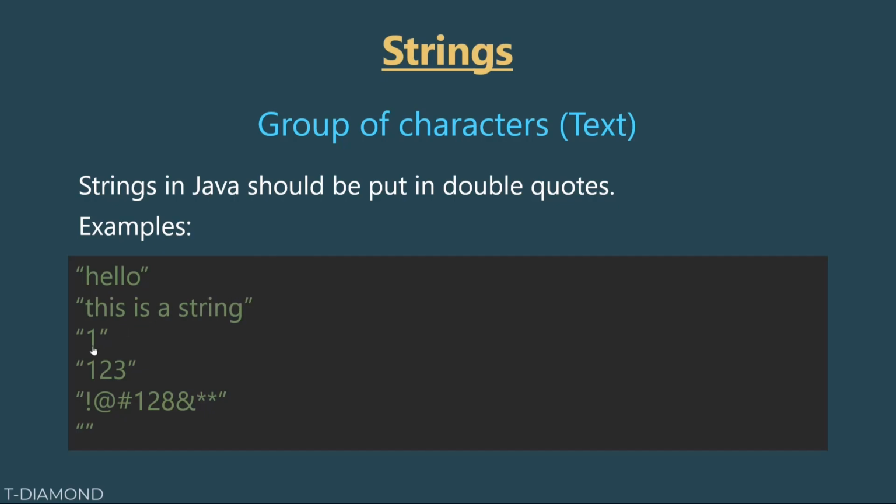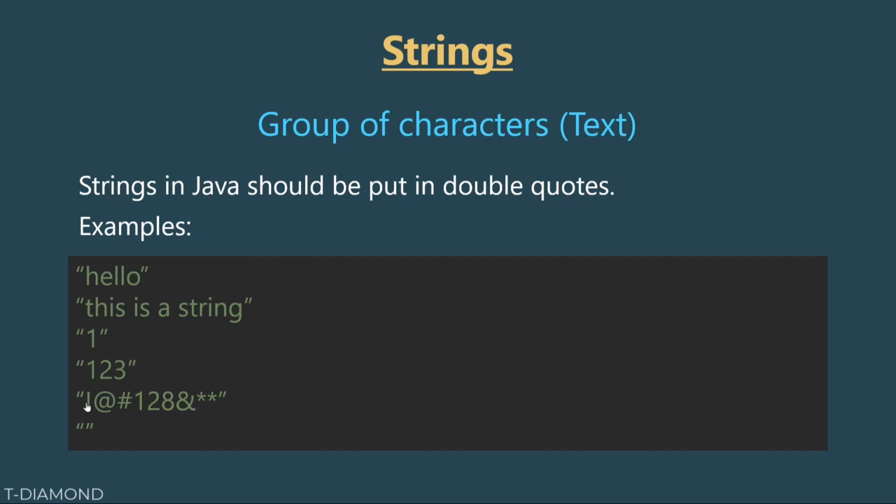Now over here, we have the number 1 between double quotes and we have 1, 2, 3 between double quotes. So these are not numbers, these are strings. We are putting the character 1 between double quotes and we are putting these characters between double quotes. So these are strings, alright?